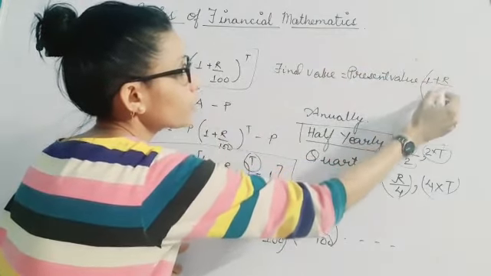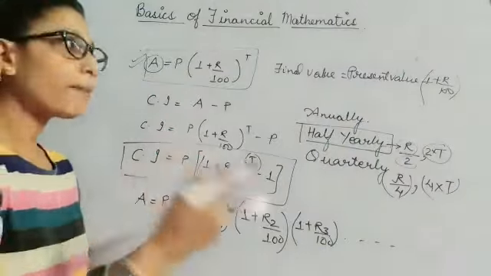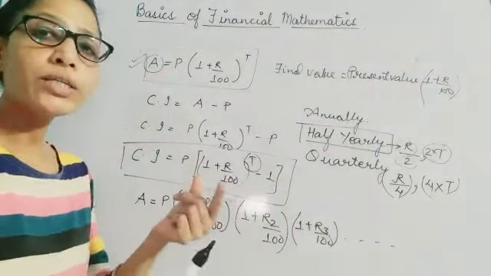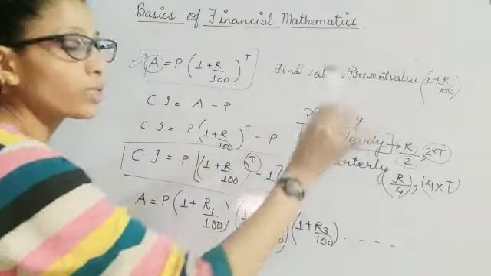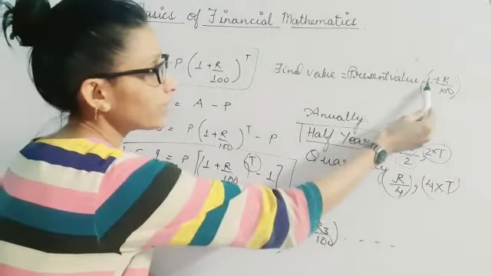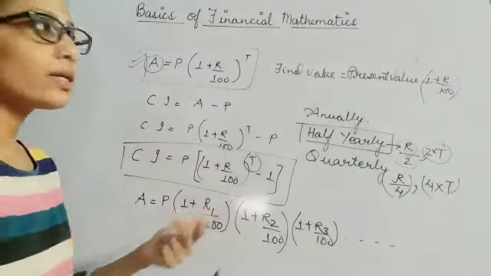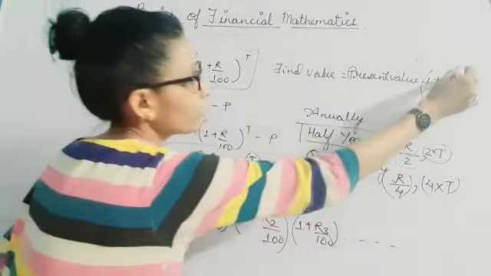One more thing, children. If there is a vehicle whose value depreciates, and the word depreciate is coming, then this rate of interest will be negative over here. So in that case, if it is depreciating or decreasing, then you will be writing it as 1 minus R by 100. If it is increasing, then you will be writing it as 1 plus R by 100 raised to power T.